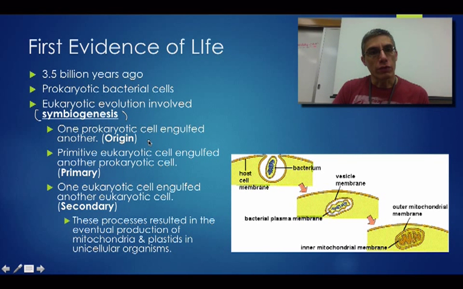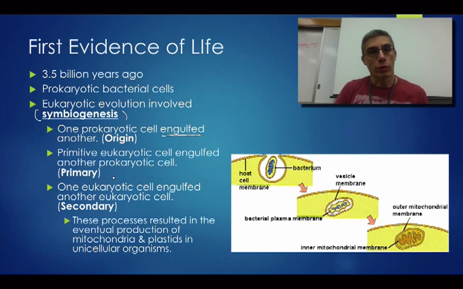Now, the prefix symbio sort of implies that we have a relationship that occurs between two different organisms. There are actually three different types of symbiogenesis. The first one sort of gets us started in the process. Again, 3.5 billion years ago, we had prokaryotic cells. In order to get a more complicated cell, we needed to have one prokaryotic cell actually engulf another prokaryotic cell. The second prokaryotic cell becomes one of the structures found within that previous cell. So that's the first step in terms of eukaryotic cell evolution.